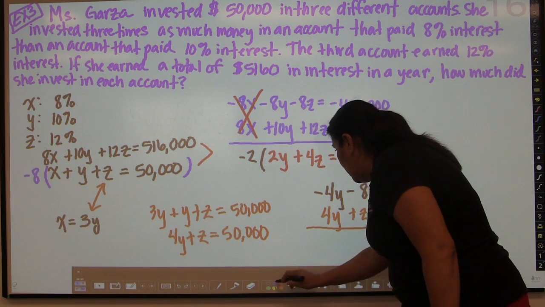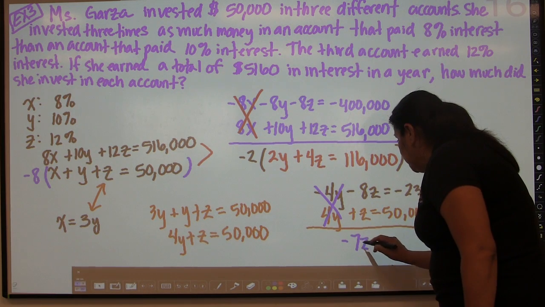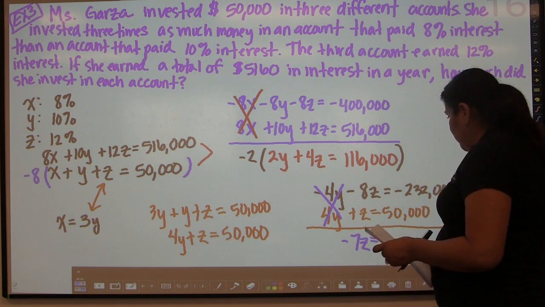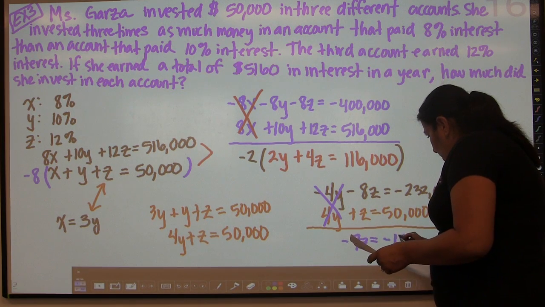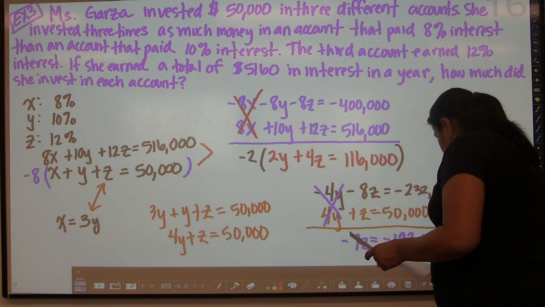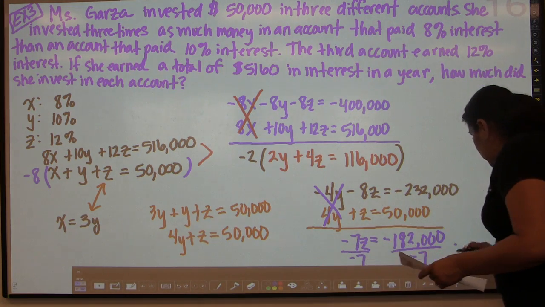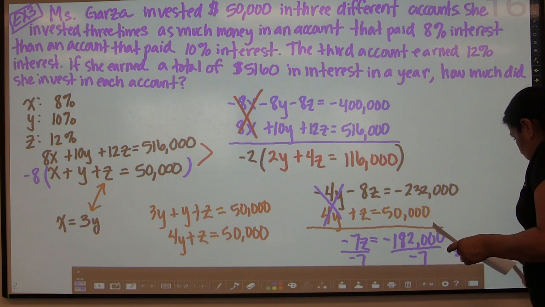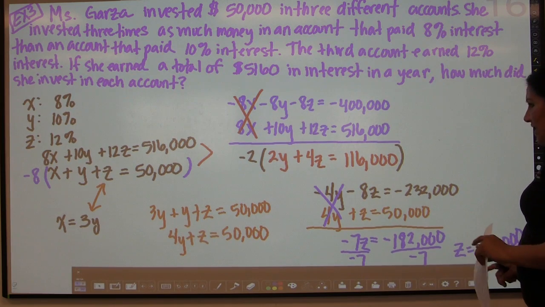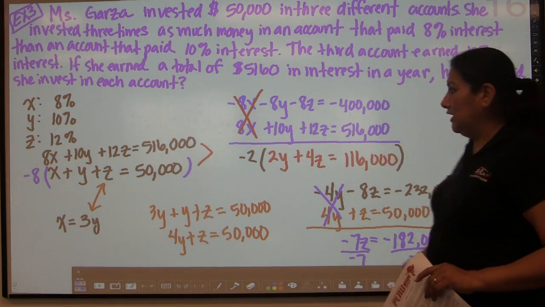The y's are going to now cancel. -8 plus 1 is -7z, and -232,000 plus 50,000 is -182,000. And when we divide that by -7, z actually equals 26,000. So we already know now that Ms. Garza needs to invest $26,000 into her 12% interest account.